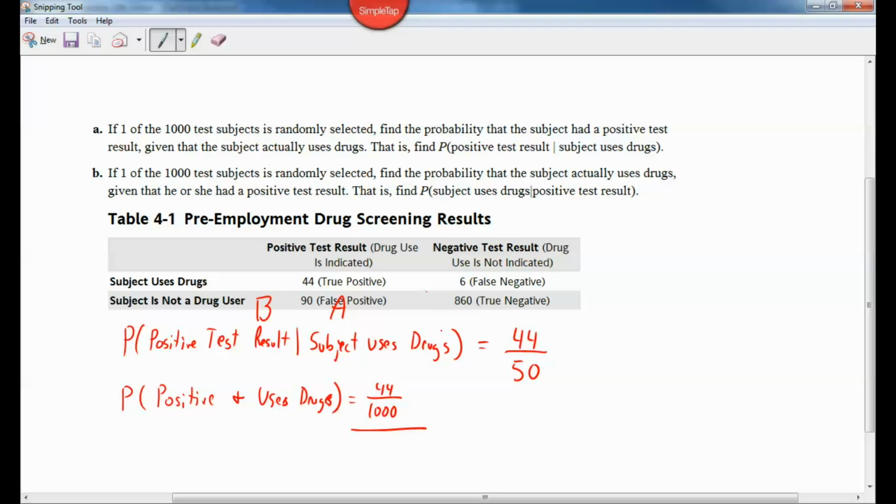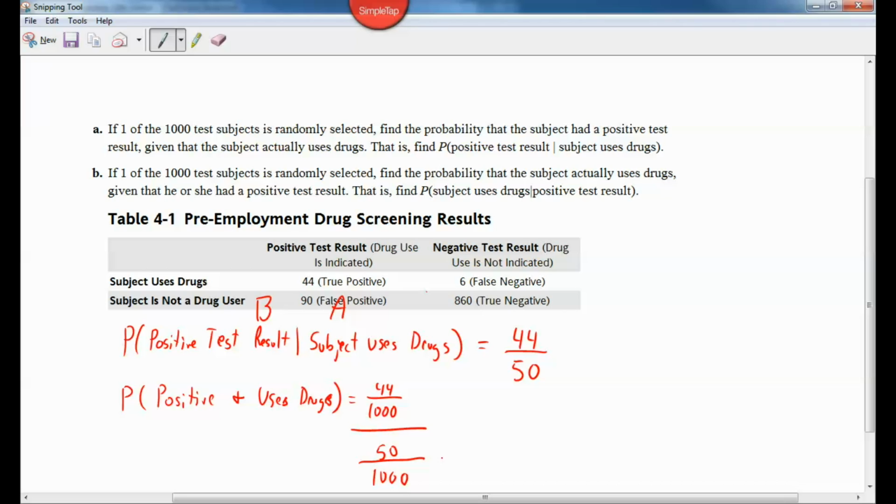So how many total do we have that use drugs? 50 total, right? Subject uses drugs. 44 were true positive, 6 were false negative. So that's 50 out of how many total? 1,000. So we should get the same answer.